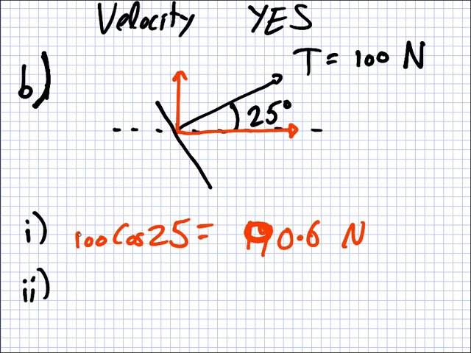A2. Determine the vertical force on a peg due to the string. 100 sine 25? Okay. 42.3. Right, next. Part 3.